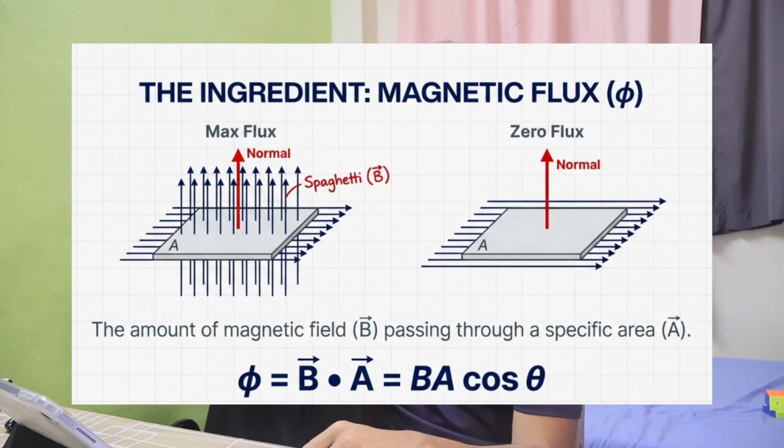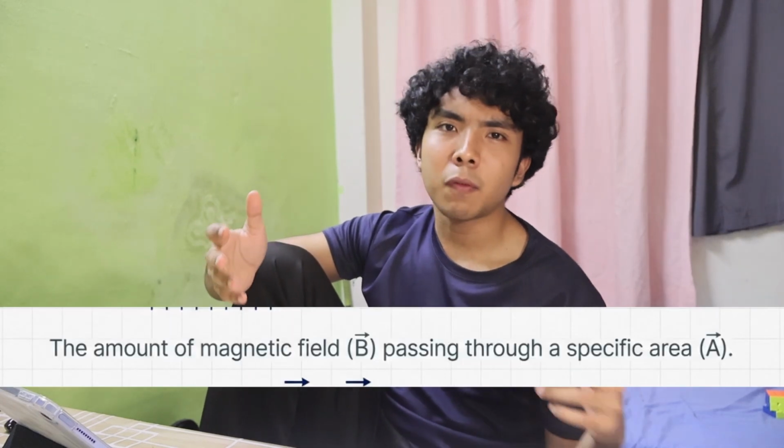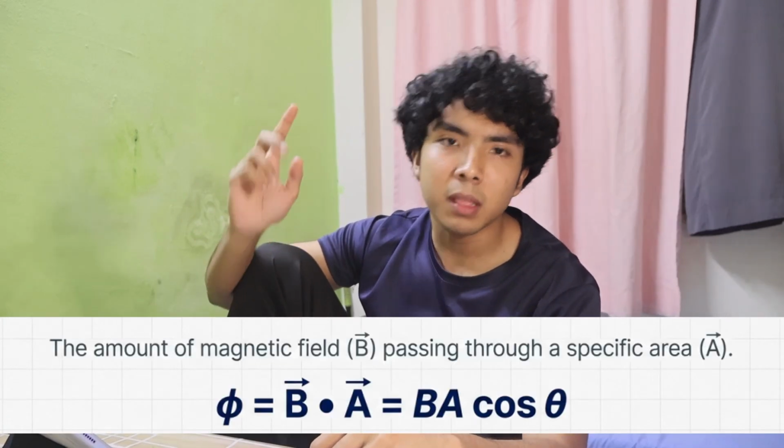Part 1, magnetic flux. First, Uncle Ben need ingredients. Ingredients for induction is magnetic flux, simple Phi. What is flux? It is the number of magnetic field lines passing through an area. Imagine magnetic field is spaghetti. Flux is how much spaghetti go into your mouth. So the formula for magnetic flux is Phi equals to BA cosine theta.